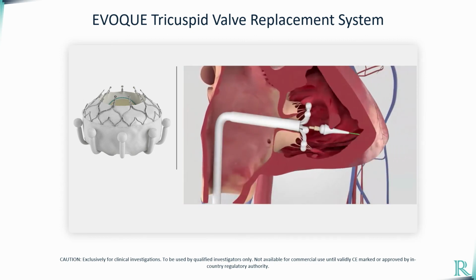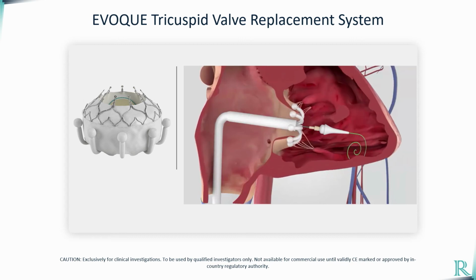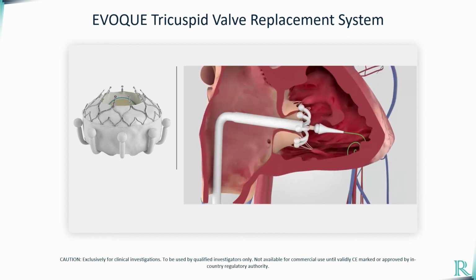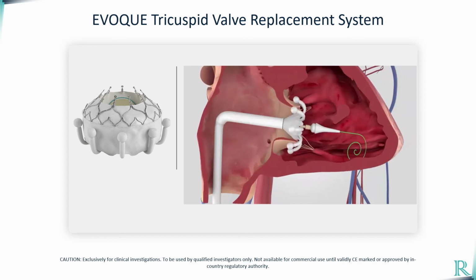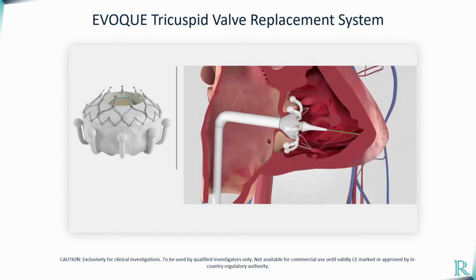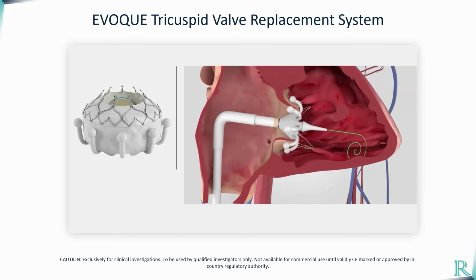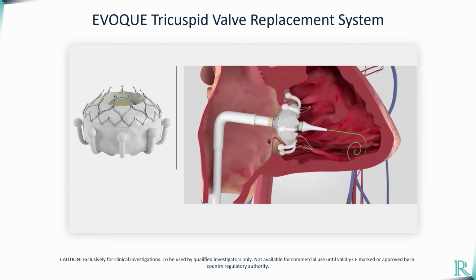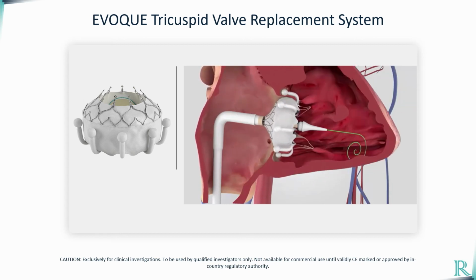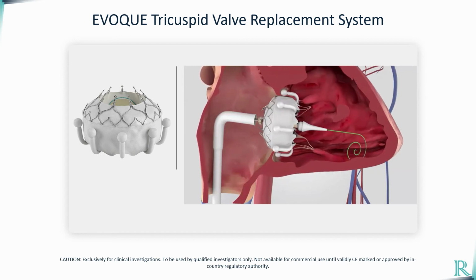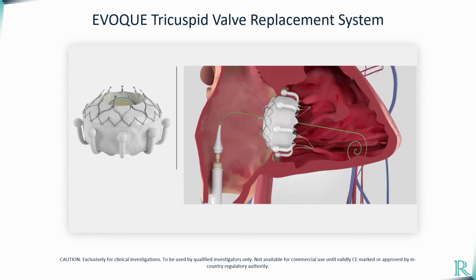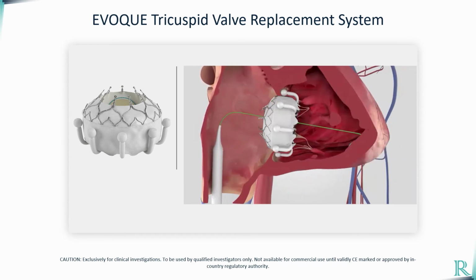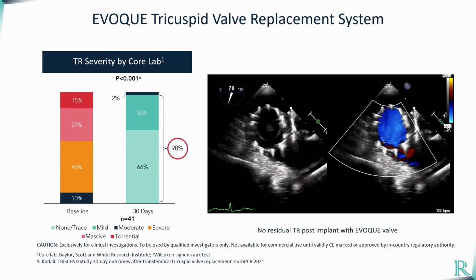By unsheathing the device, the valve is deployed, thereby the anchors wrap around the tricuspid valve. This is the essential anchoring mechanism. The device is then pulled into the annulus, further deployed, as illustrated here, and thereby in the best situation, not reducing tricuspid regurgitation, but really completely abolishing it.